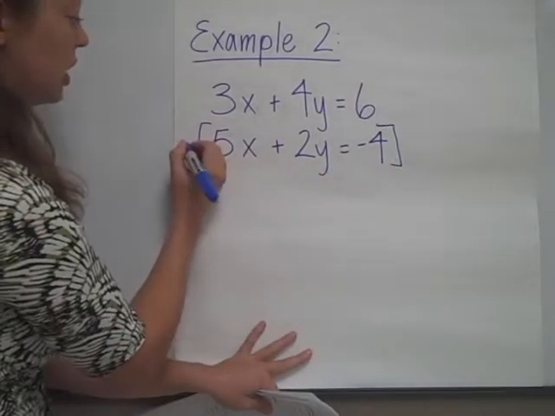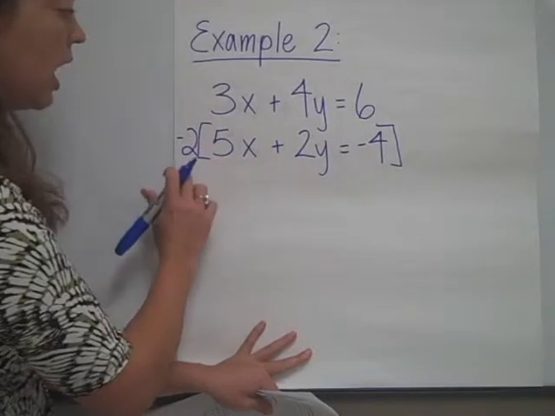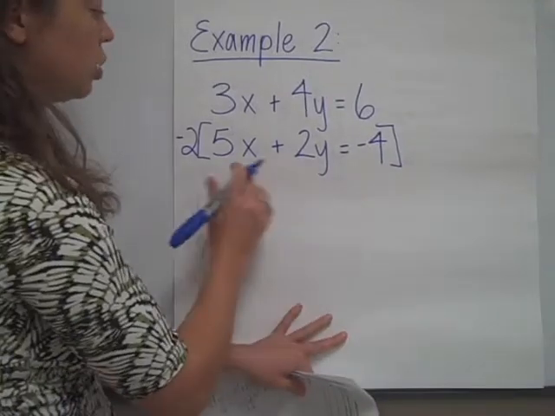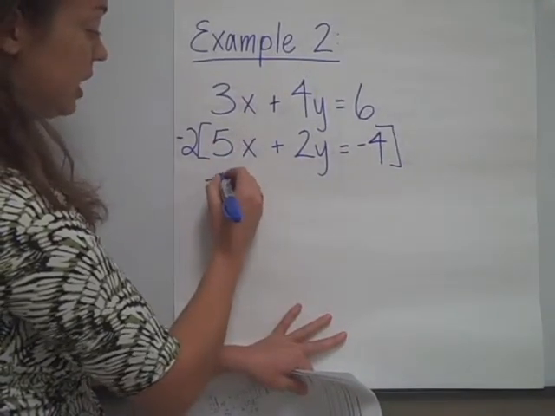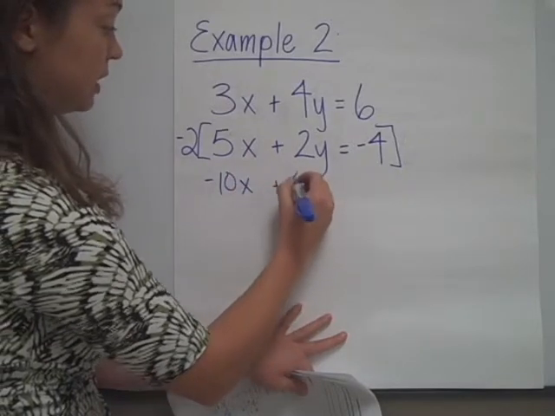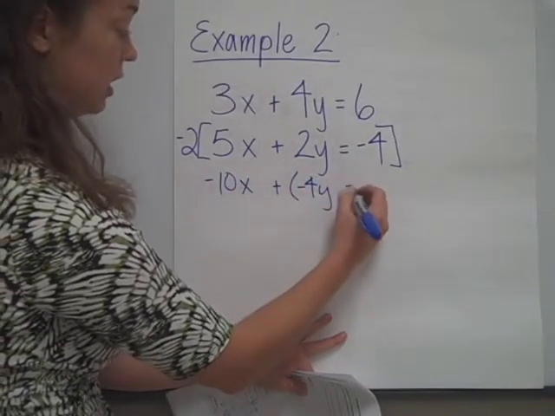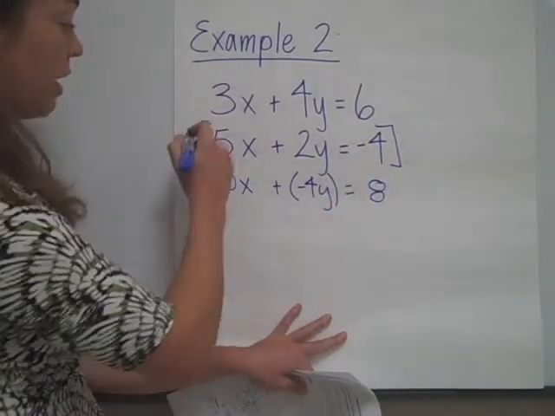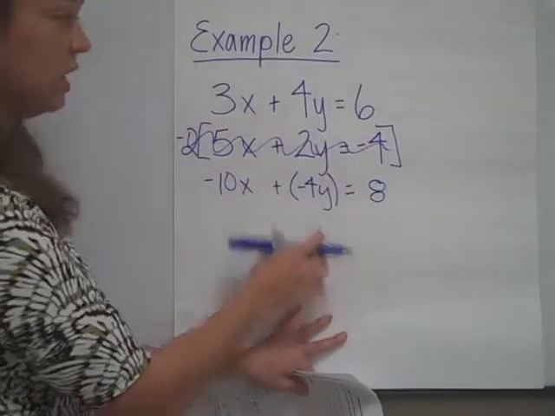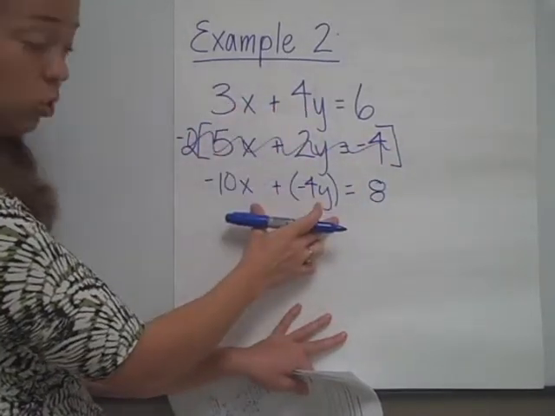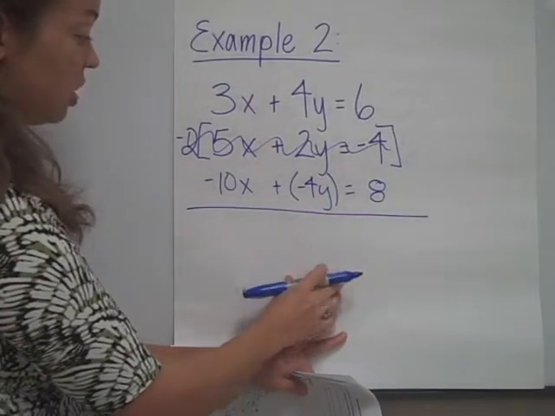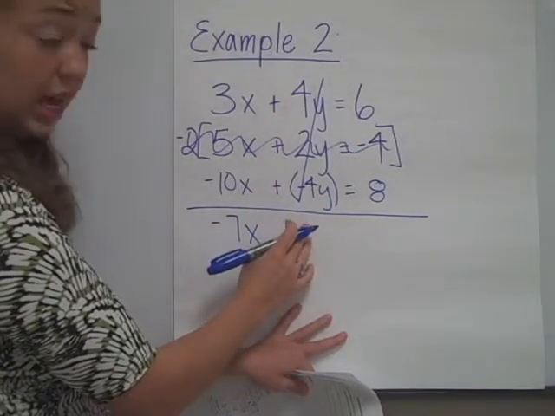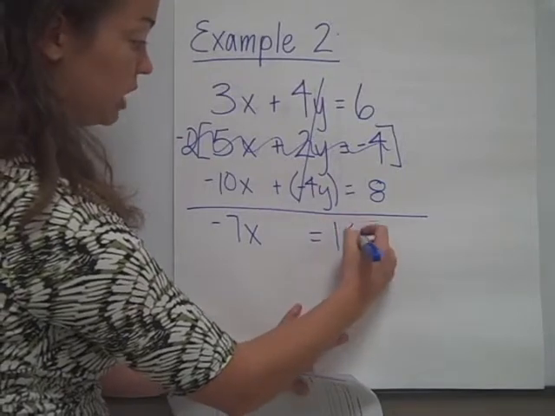So taking my second equation, I'm going to multiply by negative 2. I multiply everything in my equation just like I have for my distributive property. So I'm going to have my new equation to be negative 10x plus negative 4y equals 8. Now I can cross this equation out because I'm finished with it. Now I want to use my top equation and my bottom equation. When I add those equations together, I get negative 7x. My y's have now gone away, and I get equals 14.